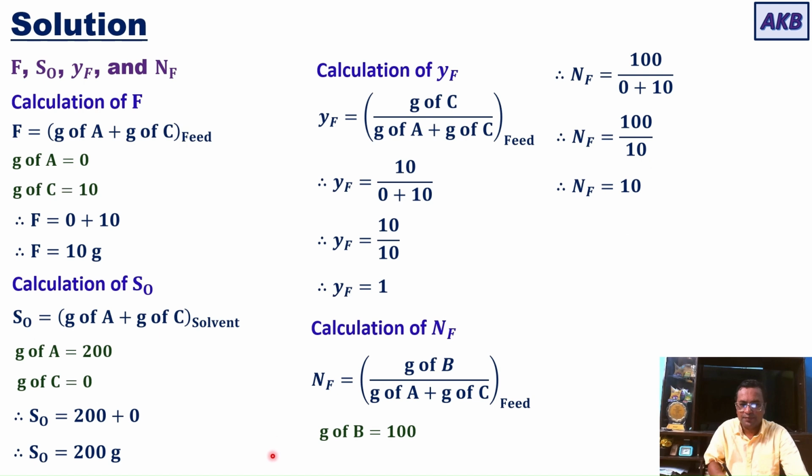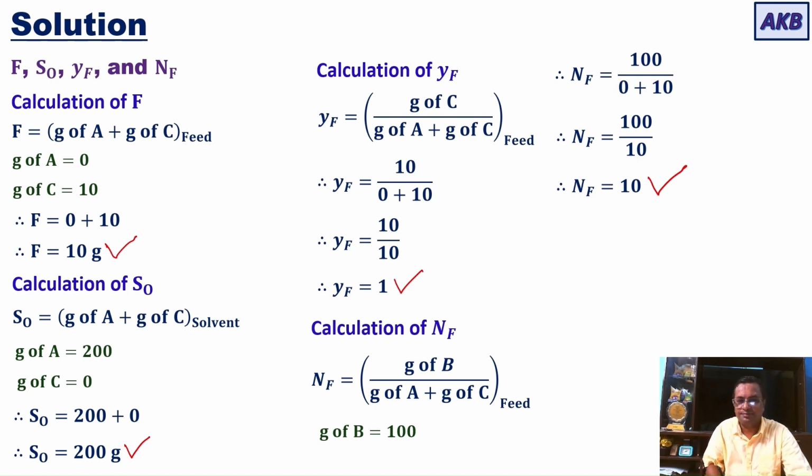So, in this way, we get all the 4 quantities that we will need in our calculations. First, we have got F, 10 gram. Then we got S naught, it is 200 gram. Then we got YF, it is 1. And then finally, we got NF, which is 10.